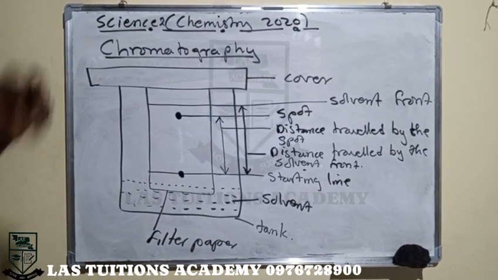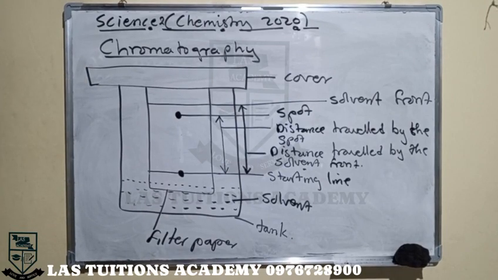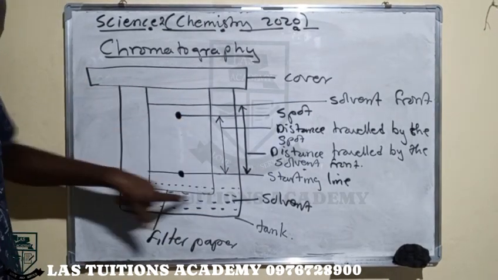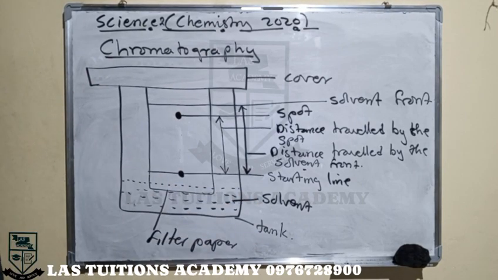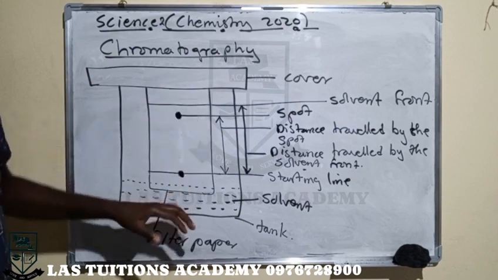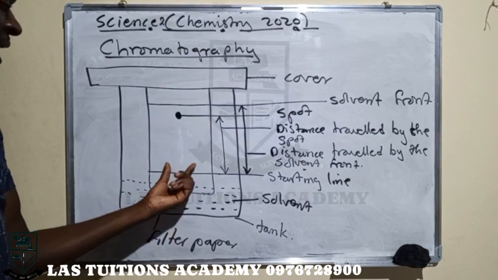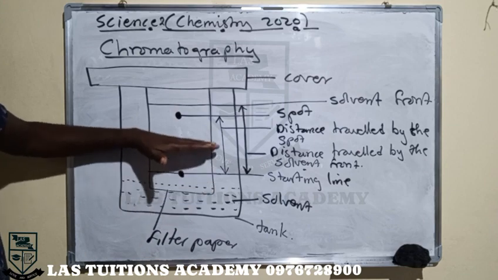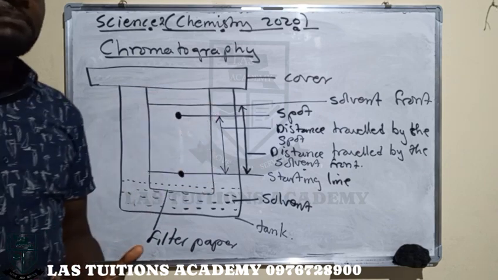So we're looking at paper chromatography. The moment you dip this paper into the solvent, which is ethanol in this case, this ethanol on its own, even if there's nothing written on the paper, will start moving upwards. It will be soaking this paper.